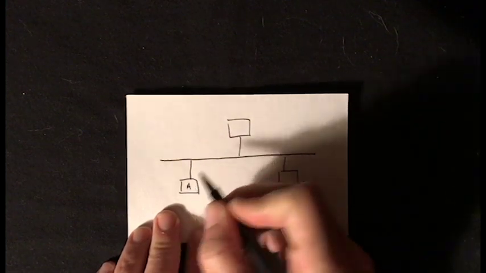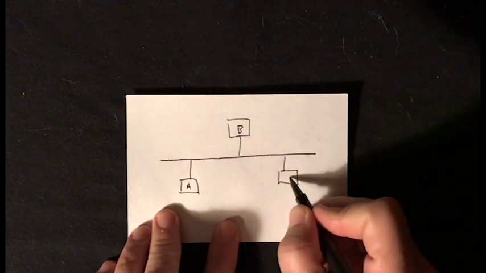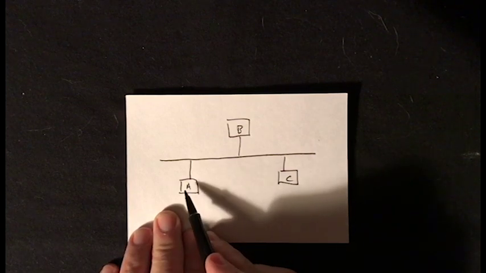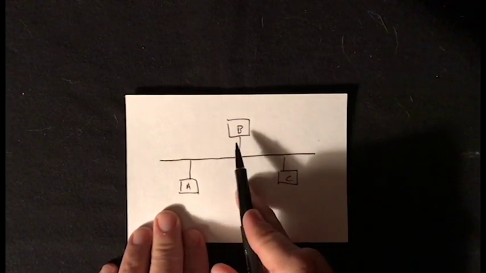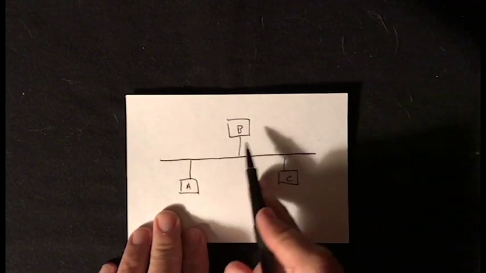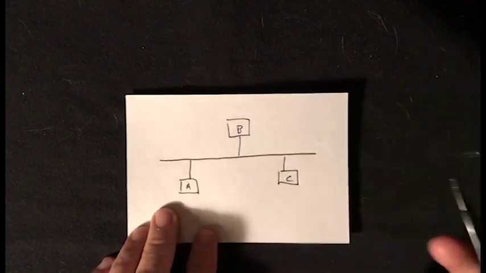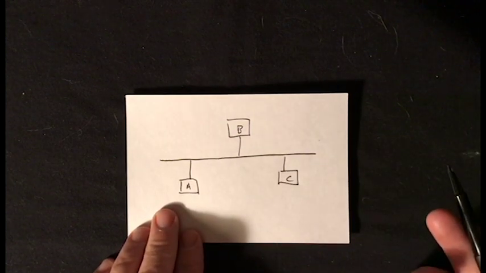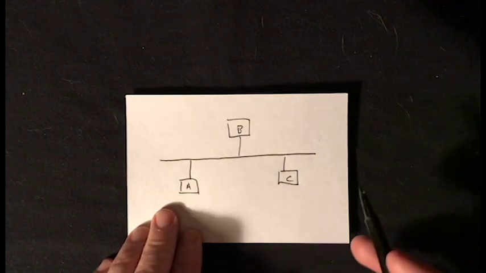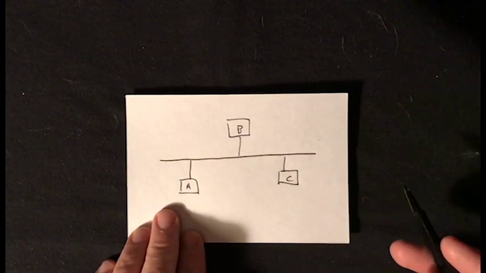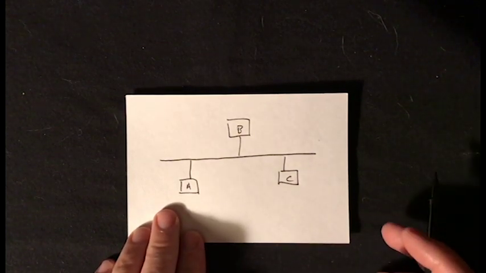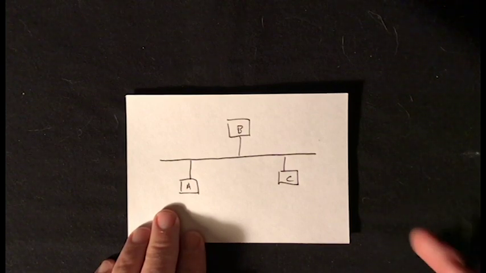Let's just call this A, B, and C. So if A wants to talk to C, it sends a message over. But if B wants to talk to A at the same time and they transmit at the same time, it creates a collision condition. Both messages get mixed together. Neither one's intelligible, and so they have to back off and start again.